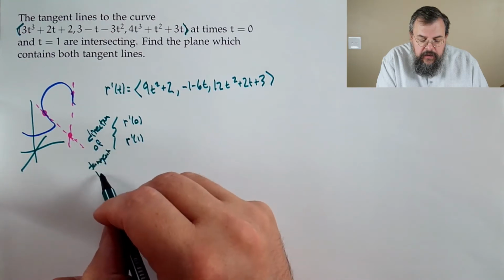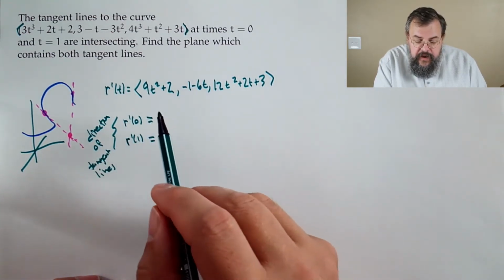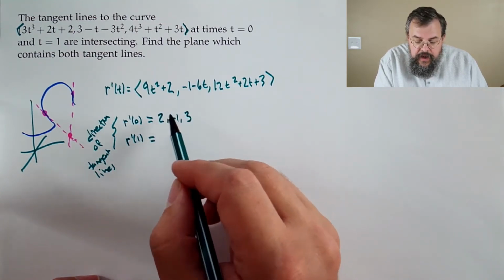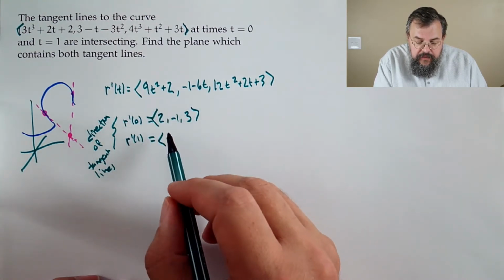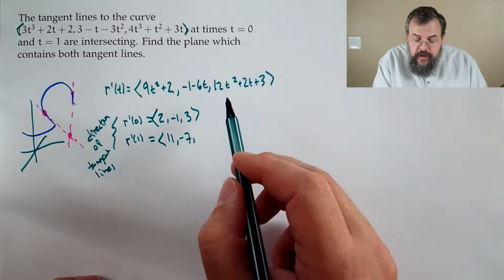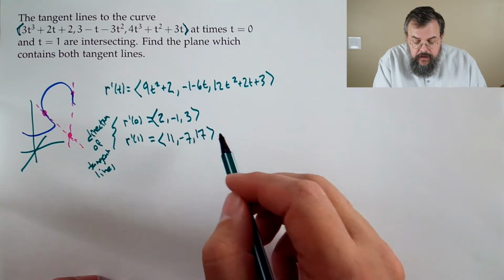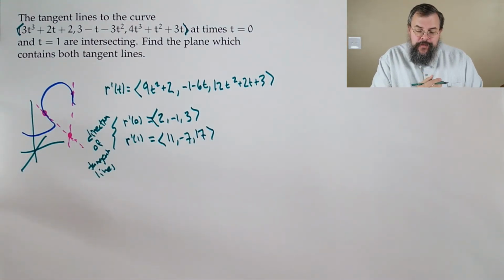And what do we have? Well, plug in 0. We'll get 2, minus 1, 3. Okay, that's not so bad. Plug in 1. 11, minus 7. Whoa. And let's see, 12 plus 2 plus 3, 17. Okay, well, sure. It's got to be something. So there we go.